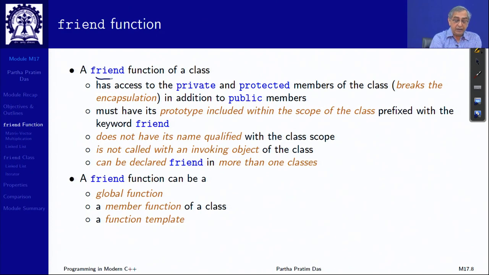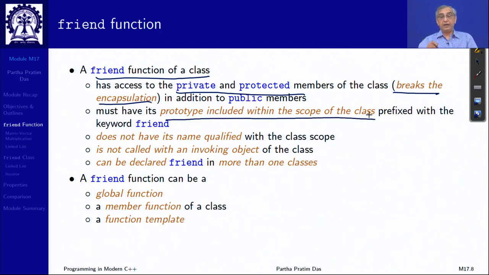By definition, a friend function of a class has access to private members; in public everybody has access, so does this friend function. It has access to private and protected members of the class. Protected we have still not discussed, we will come to it when we do inheritance, but know that there is another type of access specification. So clearly it breaks the encapsulation. The prototype must be included within the scope of the class, so that the class is saying that I know this function is my friend, but it is not a part of this class. So its name is not qualified, it is a function outside of the class.